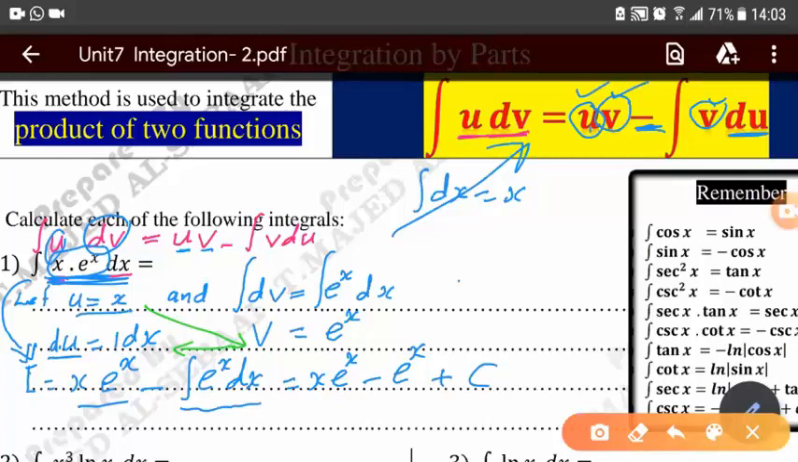So we want the integration of x to the power of 3 ln x. As you can see, x to the power of 3 is a function, and ln x is also a function. So they are multiplied by each other.